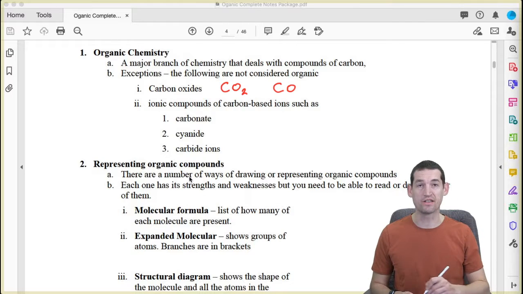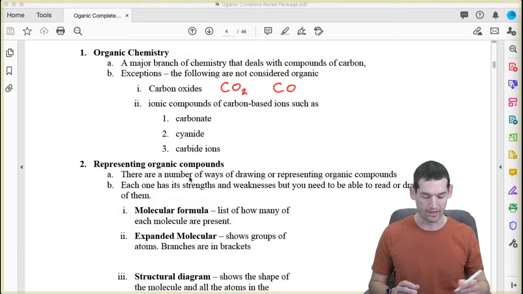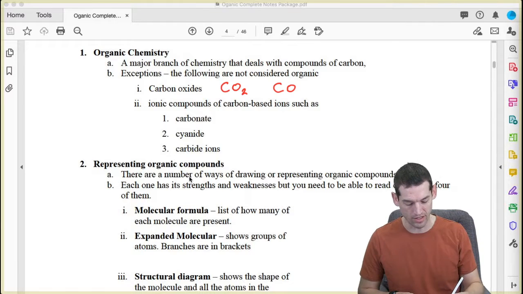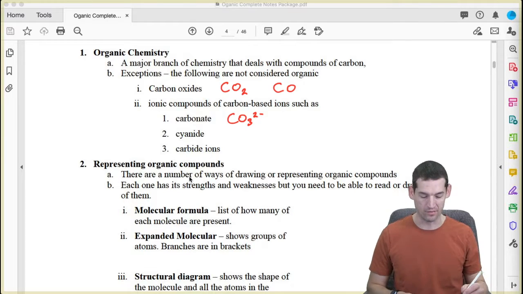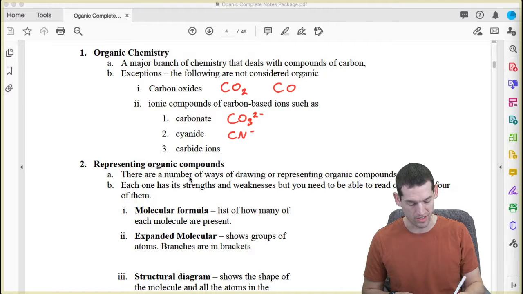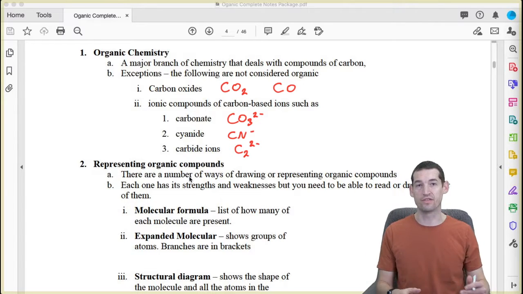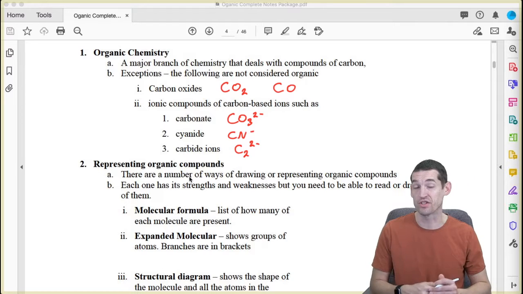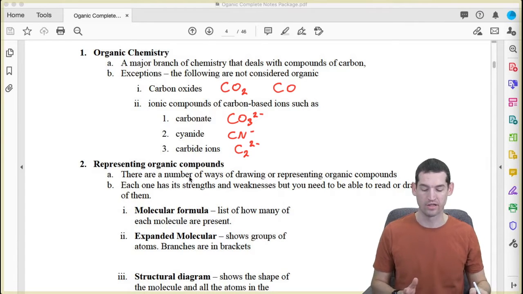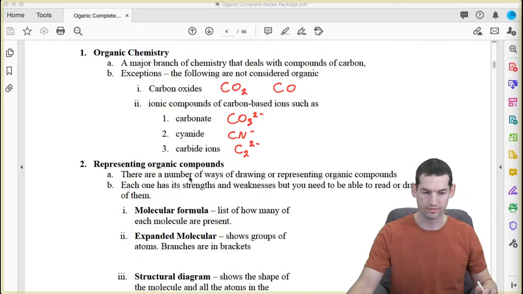And the other one is anything that's ionic that contains carbon is also not organic. So I've given you three here. So carbonate, for example, which is CO3 2 negative, a cyanide, which is a CN negative, and carbide, which is a little bit harder to find, but it's a C2 2 negative. If you see any of these things in something, essentially if you see carbon in an ionic compound, it is not organic. So let me see if I can give you an example here.